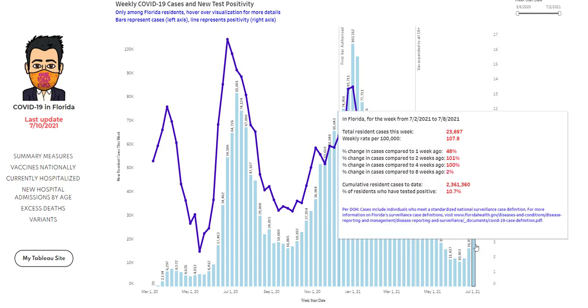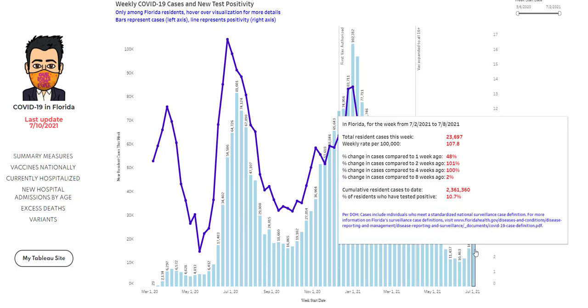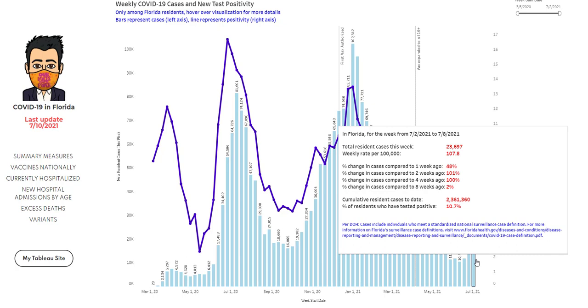And so like all of my visualizations, when you hover over a particular data element, you get a lot of information. In this case, when you hover over any of the bars for a particular week, you get the total number of cases in that week. You get the weekly rate per capita. In this case, it's per 100,000 population. And then you get some relative numbers.